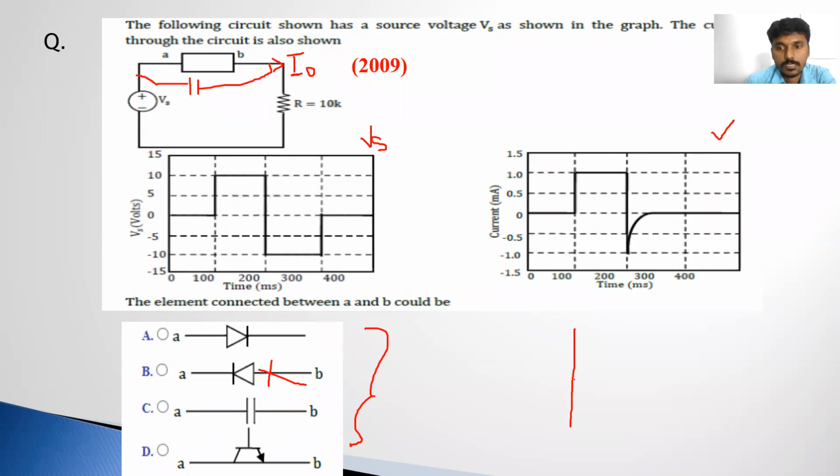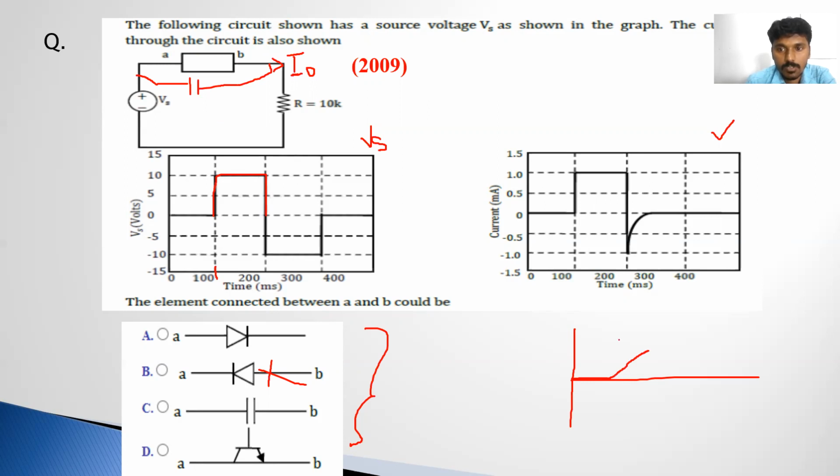What is the capacitor's waveform like? If you apply the voltage 0 to 100 milliseconds, the voltage is 0. Voltage 0 means current is also 0, so there is no current flowing through the capacitor. From 100 to 200 milliseconds, Vs is maximum. So maximum voltage is connected to the capacitor. Then what will happen? The capacitor goes to the charging condition. The current is linearly increasing like this.